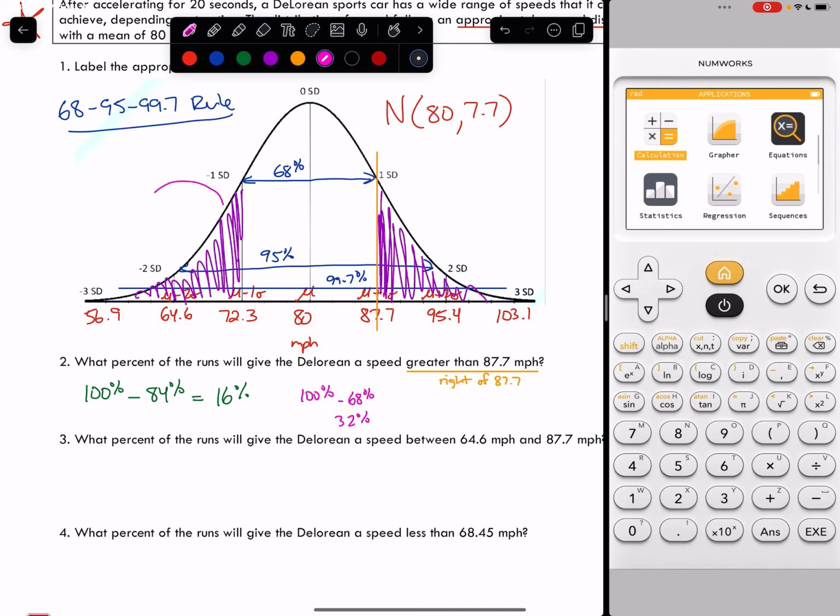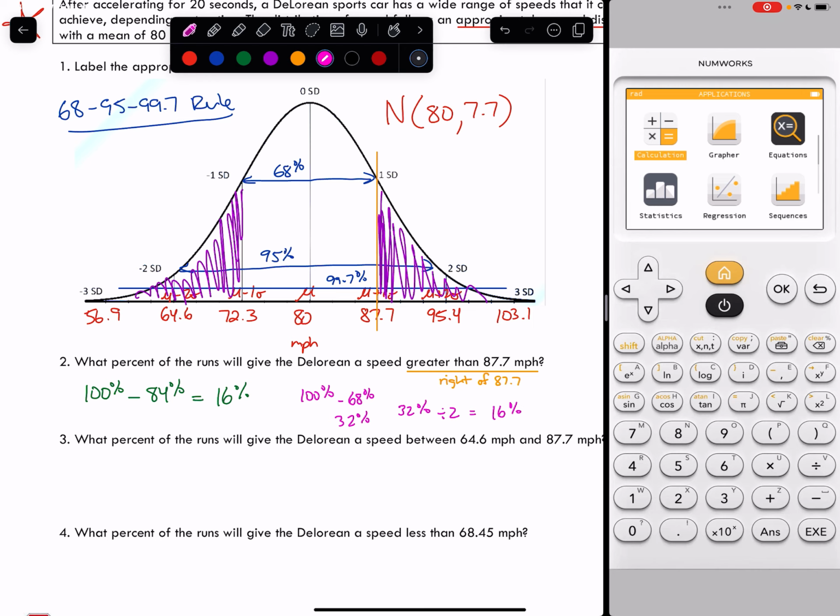But again, that's split between the left side and the right side. So if the 32% is the left and the right, and all I want is the right-hand side, this one right here, then I know that it must be that 32% cut in half. So we do 32% divided by 2, which gives me 16%.